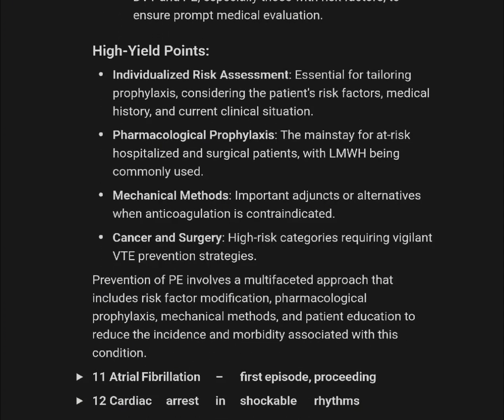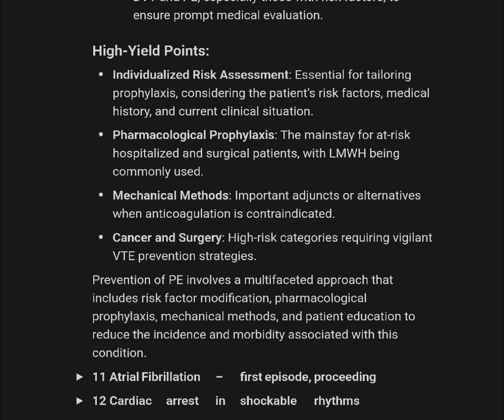Key points: individualized risk assessment is essential for tailoring prophylaxis, considering the patient's risk factors, medical history, and current clinical situation. Pharmacological prophylaxis is the mainstay for at-risk hospitalized and surgical patients, with LMWH being commonly used. Mechanical methods are an important adjunct or alternative when anticoagulation is contraindicated. Cancer and surgery are high-risk categories that require vigilant VTE prevention strategies. Prevention of PE involves a multifaceted approach that includes risk factor modification, pharmacological prophylaxis, mechanical methods, and patient education to reduce the incidence and morbidity associated with these conditions.